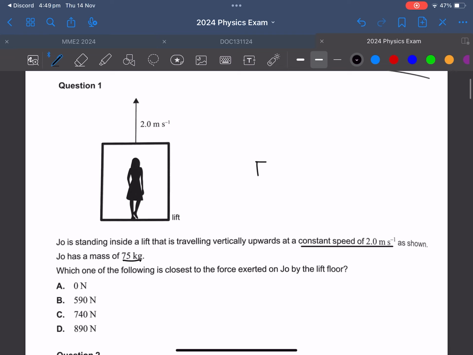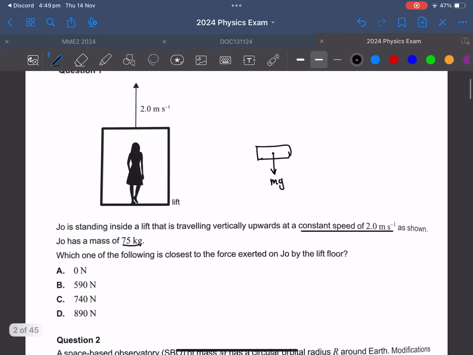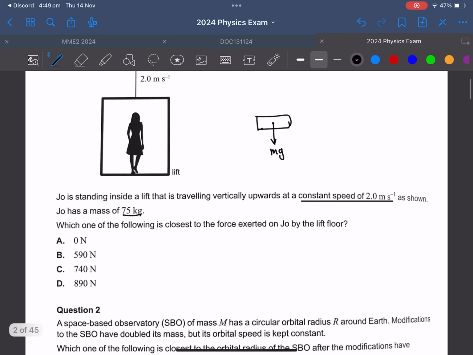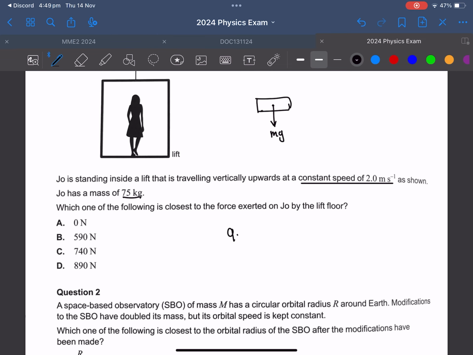Okay, so if I were to redraw this, it's currently just this. Basically there is no upwards acceleration because the lift is traveling vertically upwards at a constant speed, which means no acceleration. So it would just be 9.81 times 75, which is, let me just put that in the calculator, 735.75 newtons. Closest to C.